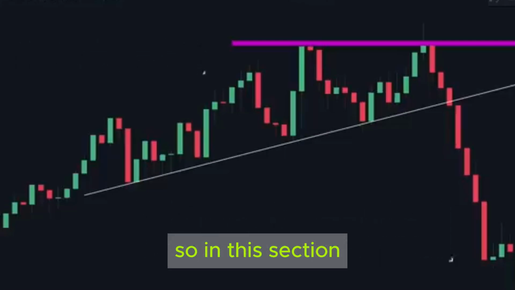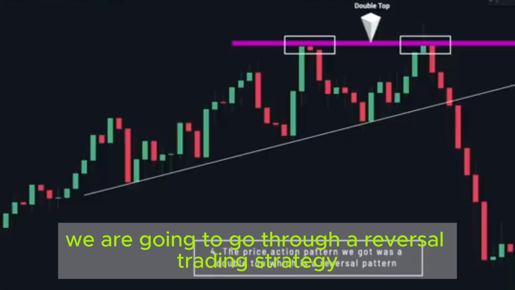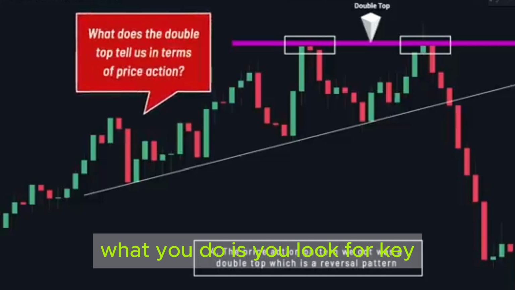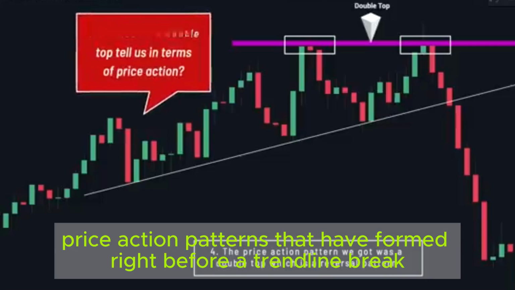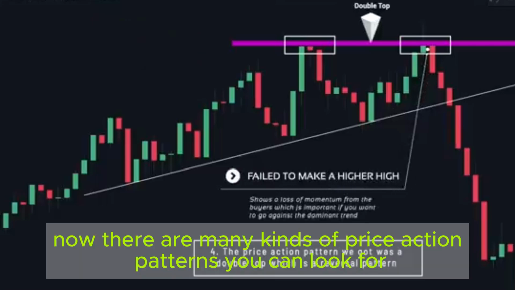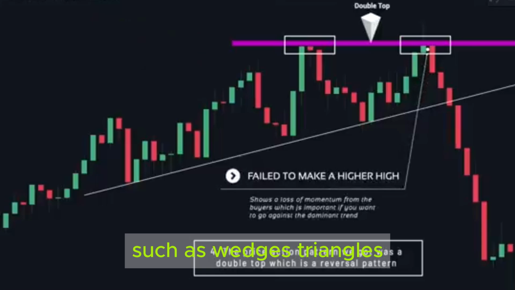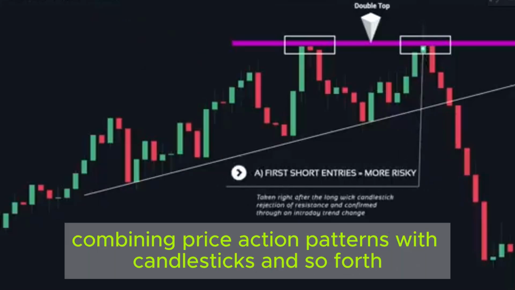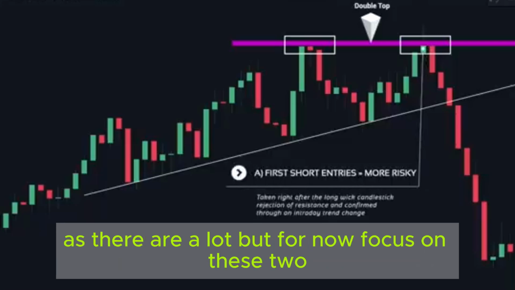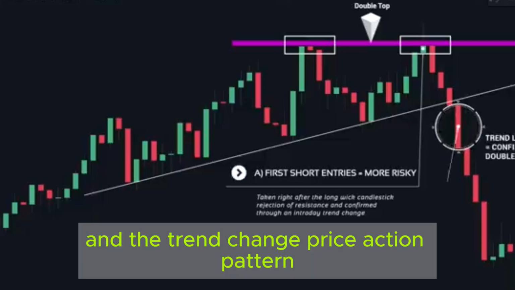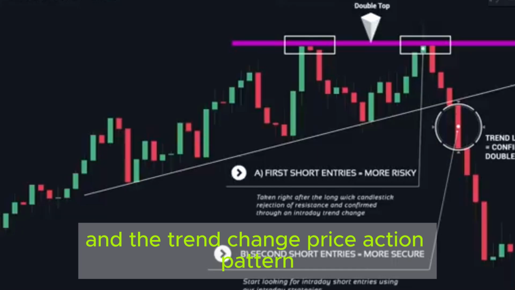So, in this section, we are going to go through a reversal trading strategy with trend lines. Now, what you do is you look for key price action patterns that have formed right before a trendline break. There are many kinds of price action patterns you can look for, such as wedges, triangles, combining price action patterns with candlesticks, and so forth, as there are a lot. But for now, focus on these 2. The double top or double bottom price action pattern and the trend change price action pattern.